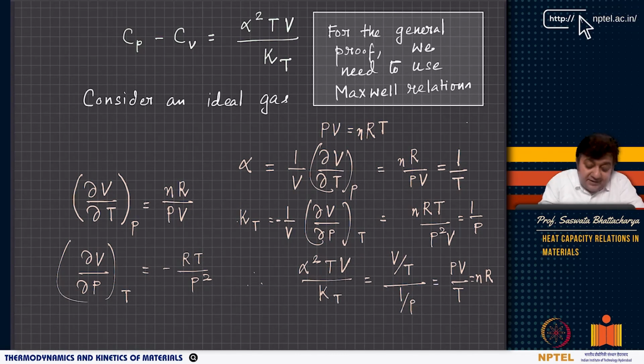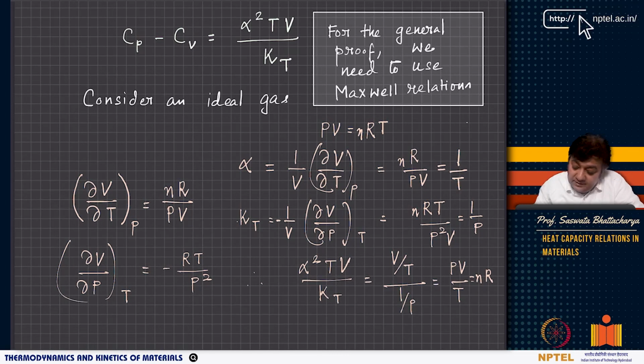Now think of an ideal gas again. For an ideal gas, you know PV equals nRT. If you look at alpha in that case, for this PV equals nRT equation of state, you will see alpha is nothing but 1 by T. It's the inverse of the temperature for an ideal gas. And kappa T is nothing but 1 by P.